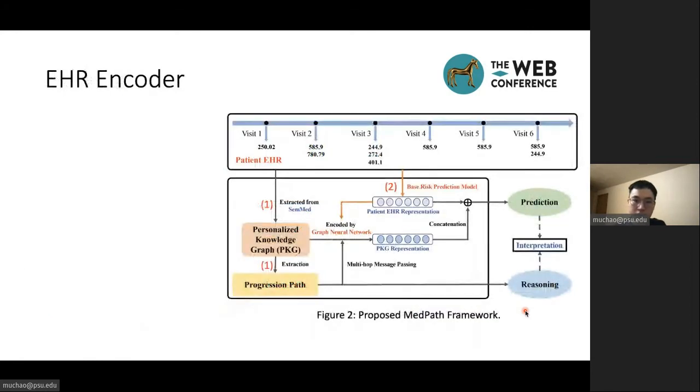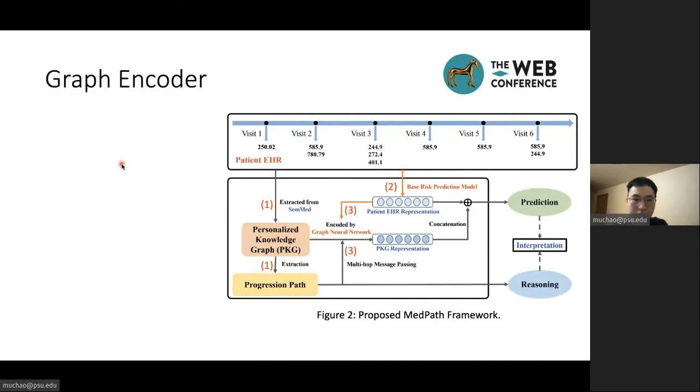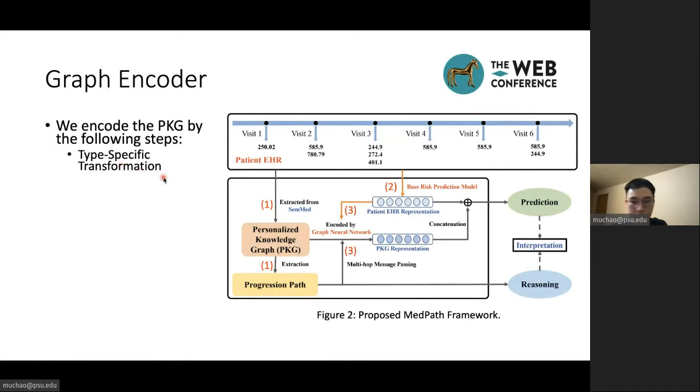Like the previous work, the first thing that we do is encode the EHR into a patient EHR representation. MedPath is a general framework which can use any existing EHR encoder as its EHR encoder to represent the data X. So we get a representation S equals FE of X, where FE is the EHR encoder that we use. Later, we want to learn a good graph embedding. The way we do it is, first, we learn the type-specific information for different types of nodes in the graph.